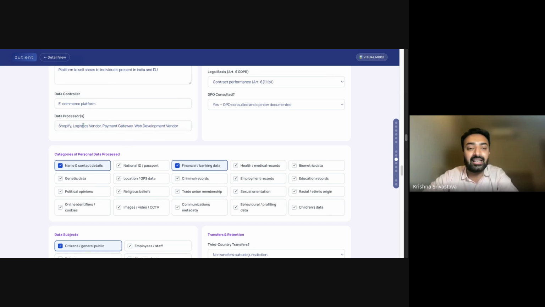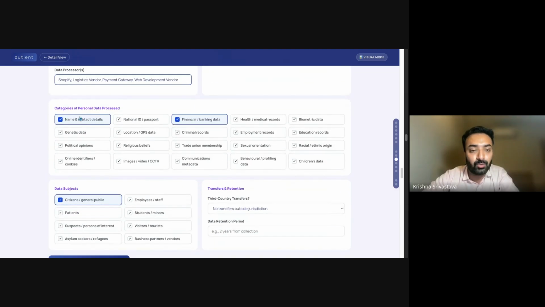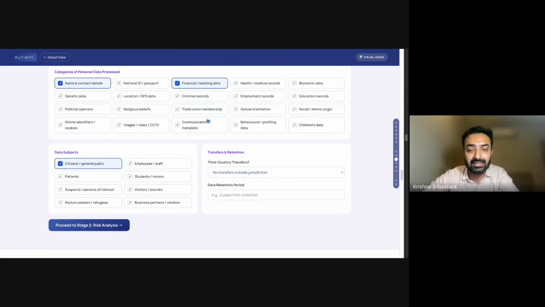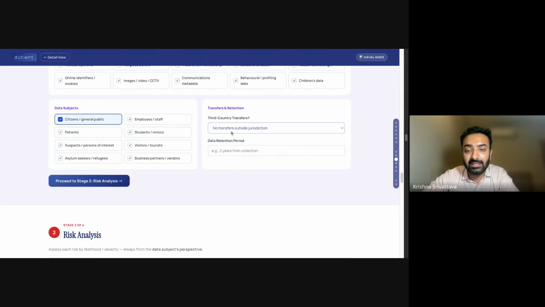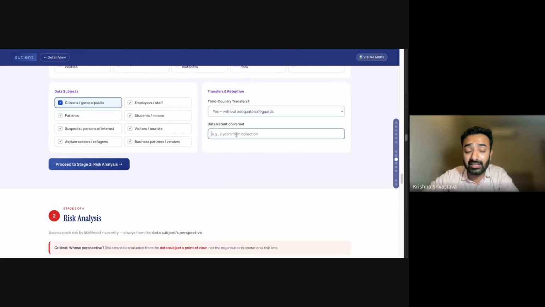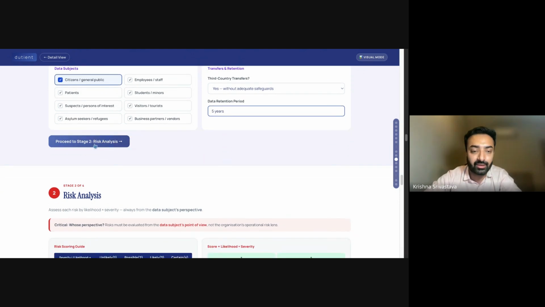It is not necessary that all vendors may receive all personal data attributes, because if that happens, then you're violating one of the key data processing principles, which is purpose limitation and data minimization. So you have to collect data that is relevant for the purpose, and you have to share data with a vendor that is relevant for their processing purpose as well. So you have name and contact details, financial banking data that you've collected. And let's assume that there is data transfer to a country without adequate safeguards. And there's also a data retention period, which could be 5 years because it's a regulatory requirement.